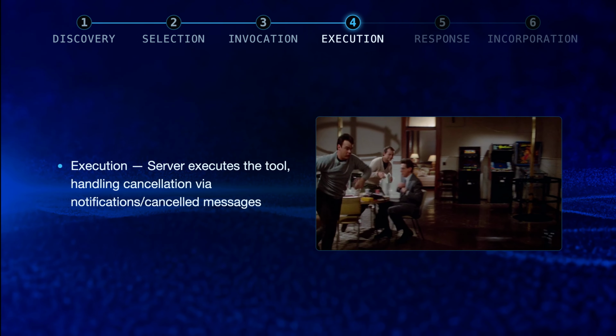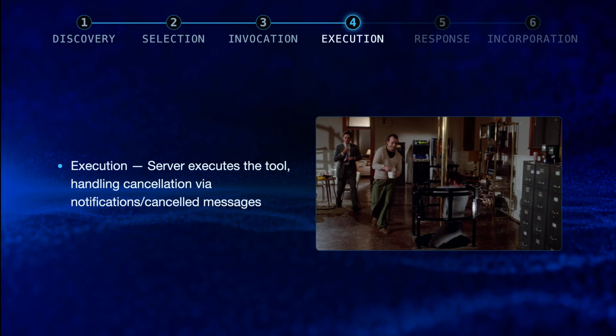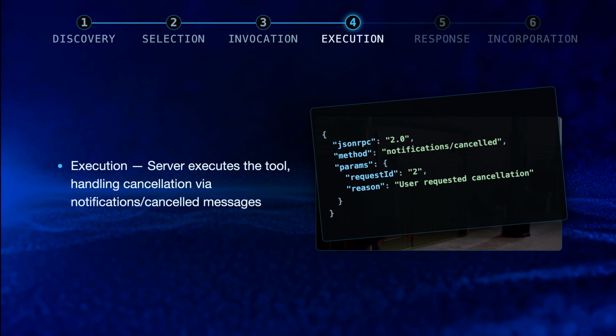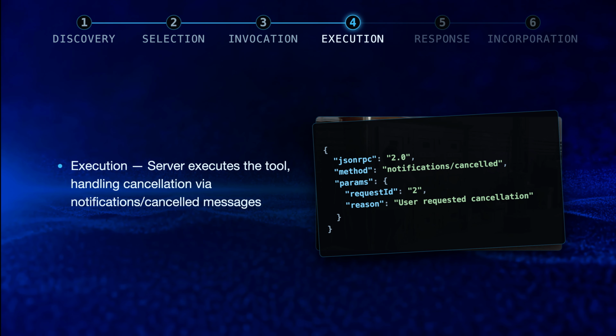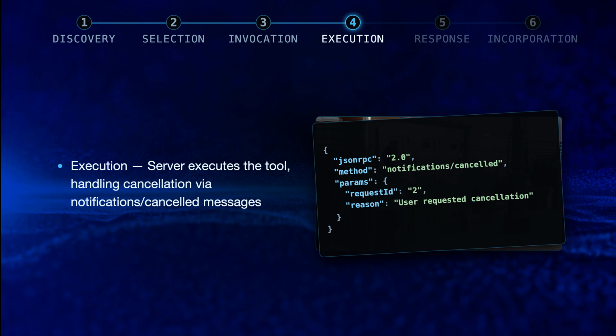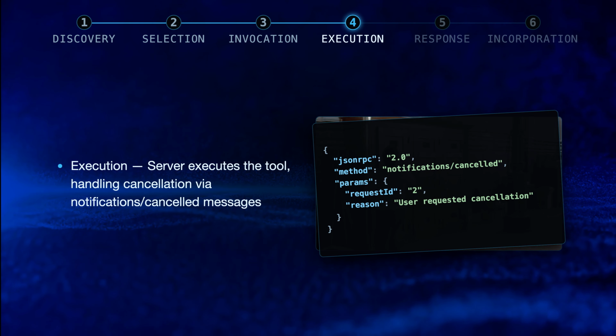Number 4, execution. The server does stuff here. While executing, it needs to be able to handle a request to cancel. There's a notifications/canceled message that can come from the client, referencing the request ID.